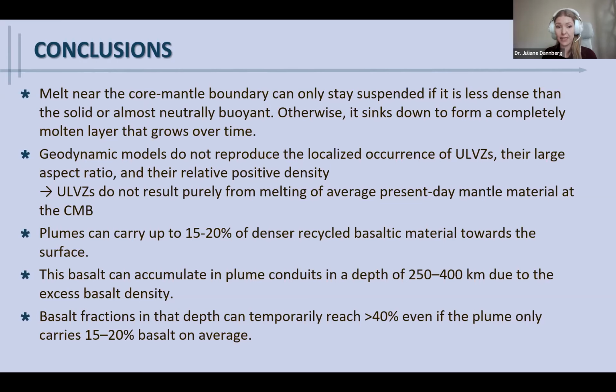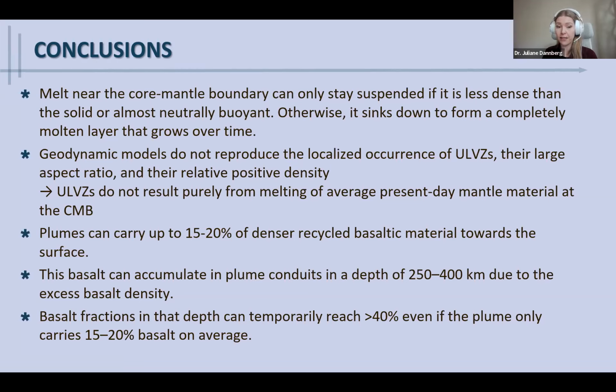Then we've looked at how plumes rise through the mantle, and we saw that they can carry up to 15 to 20% of denser recycled basaltic material towards the surface. And we also saw that this basalt can accumulate in plume conduits at a depth of around 250 to 400 kilometers, because that's where the basalt is particularly dense.